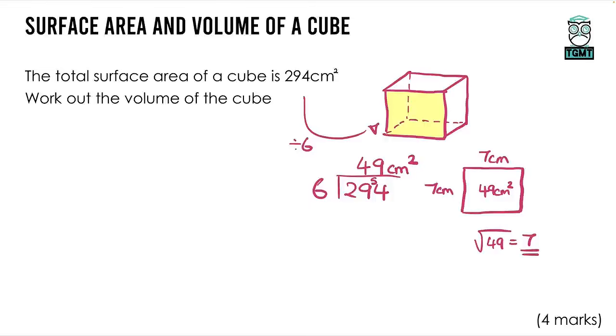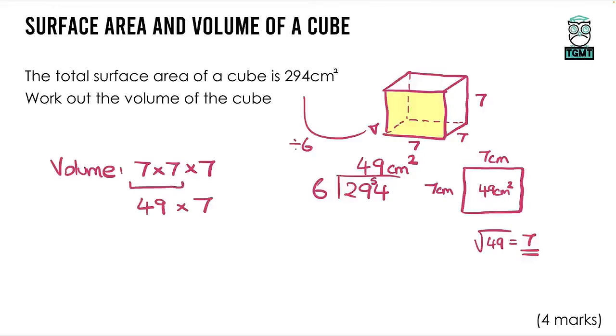So now we know that each side length of the cube is 7. This is 7, and the height is 7. To work out the volume of a cube, we just multiply those three sides together. So the volume will be 7 times 7 times 7. We already know that 7 times 7 is 49, so we just need to do 49 times 7. We don't have a calculator for this, so we'll do this here. Make sure we get it correct.